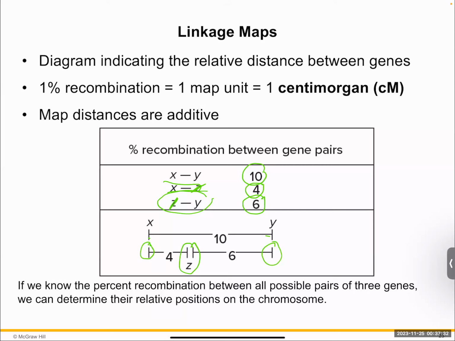So you have 4 and 6, and the combination of the two smaller ones should be equal to the larger one. And again, these numbers and the spacing between the genes are literally helping us figure out the order of the genes and whether the genes are actually linked together based on their proximity or not.